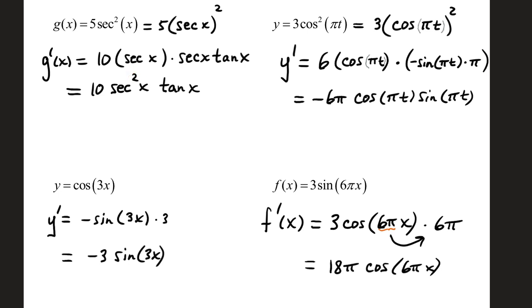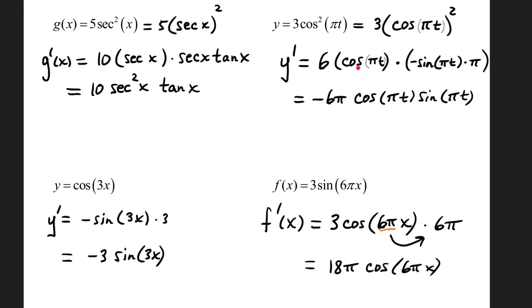In the upper right, we have 3 cosine squared of pi t. Remember, pi is a number. I'm going to pull the same trick, and I'm going to take cosine of pi t, and I'm going to square all of it. It needs to be in parentheses so that all of it is considered squared, not just the angle. Derivative of the outside, that's 6. A new power of 1. Leave the internal function the same.